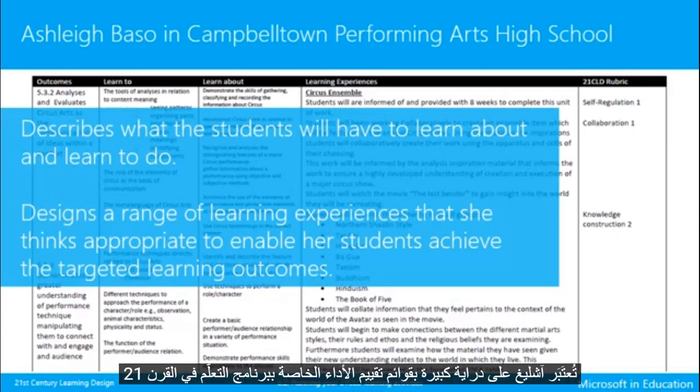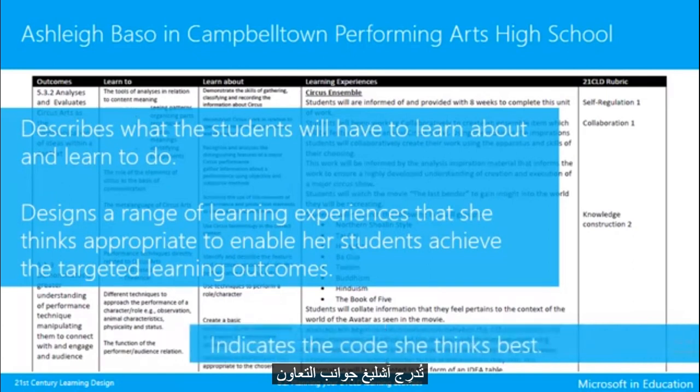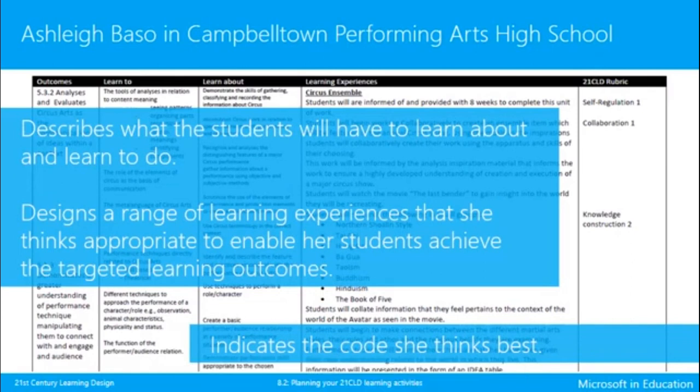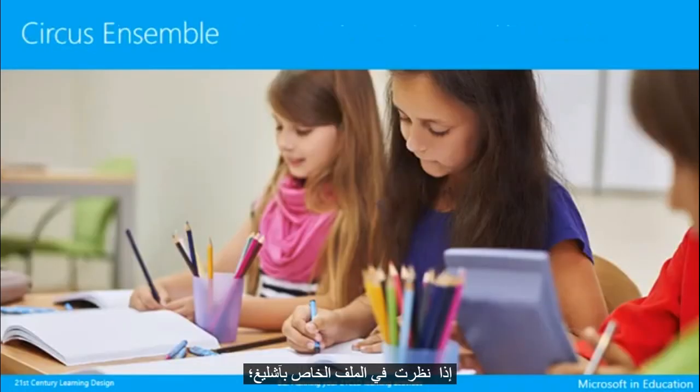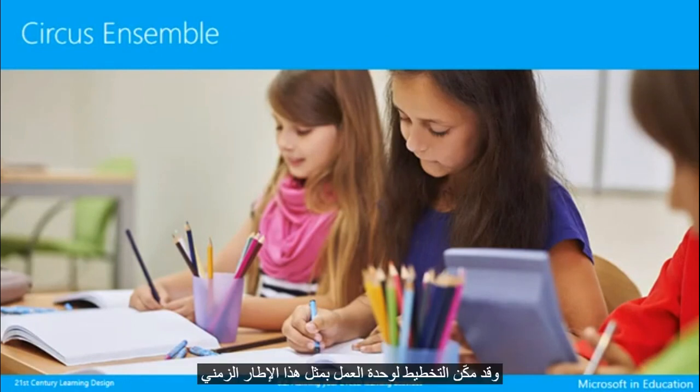Ashley is very familiar with the 21 CLD rubrics and has been using them for some time in her planning. As you can see, Ashley is incorporating aspects of collaboration, skilled communication, self-regulation, knowledge construction, and the use of ICT for learning. If you examine Ashley's document, you will see that the Circus Ensemble activity is an 8-week unit of work. Planning a unit of work over such a time frame enabled Ashley to incorporate multiple dimensions.